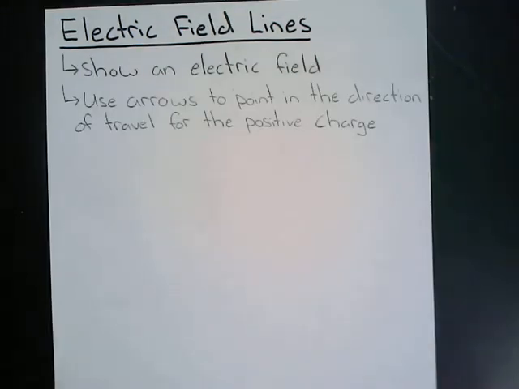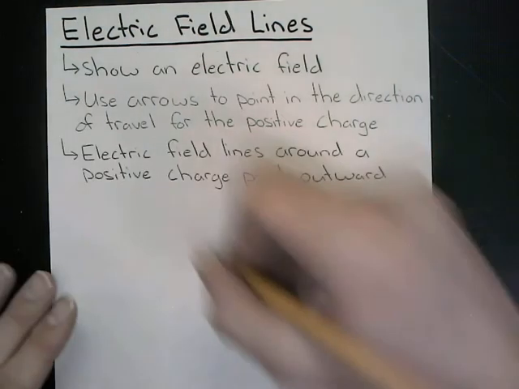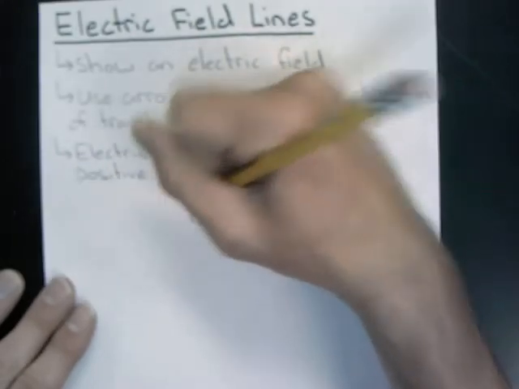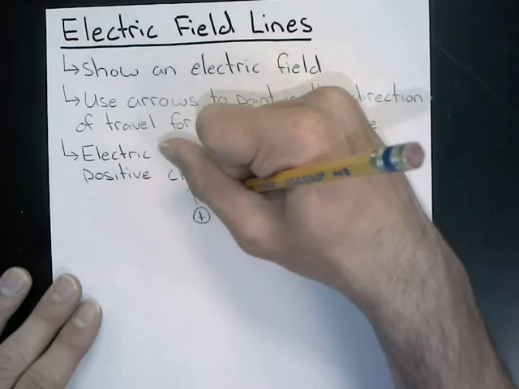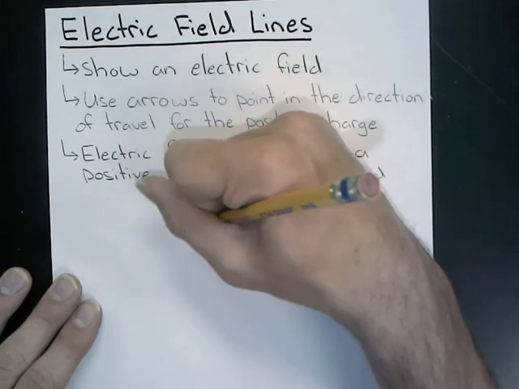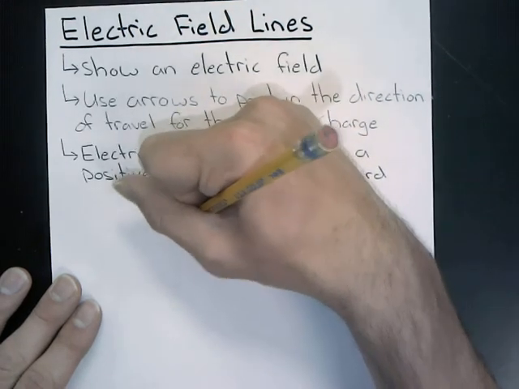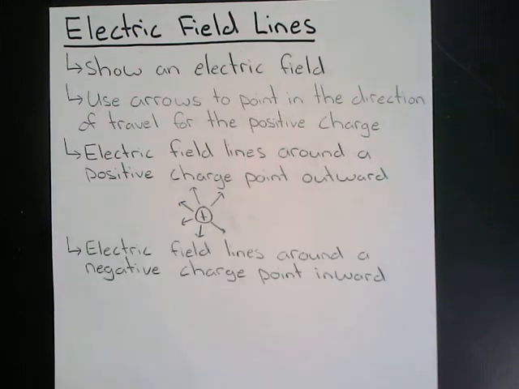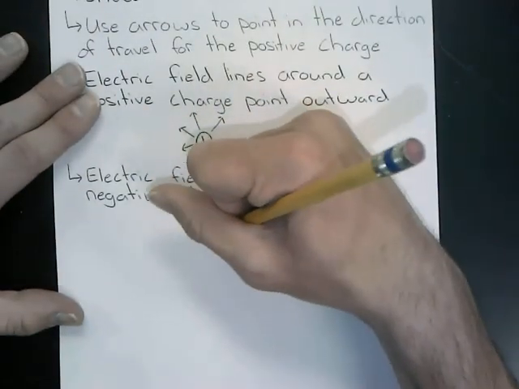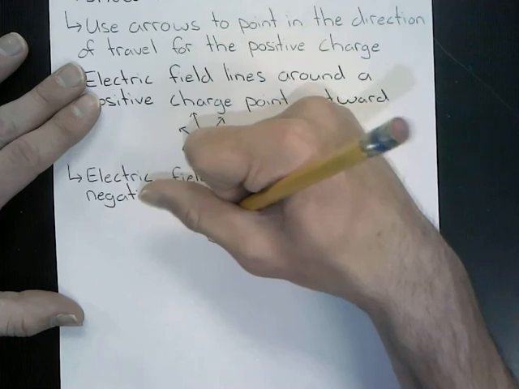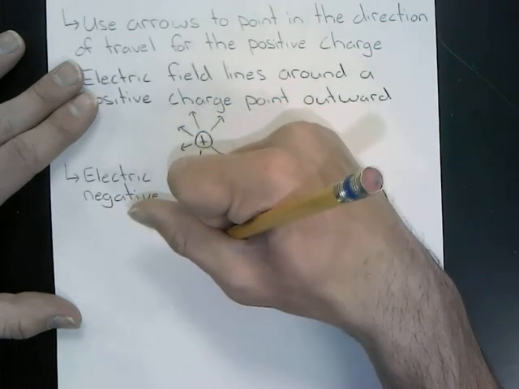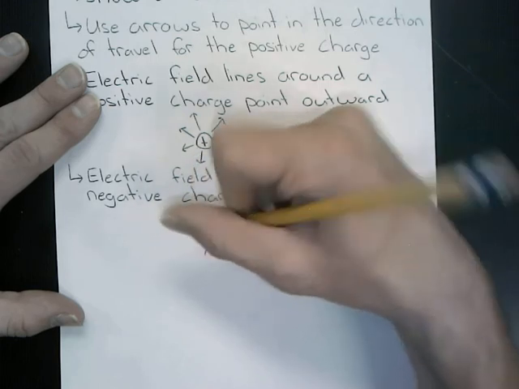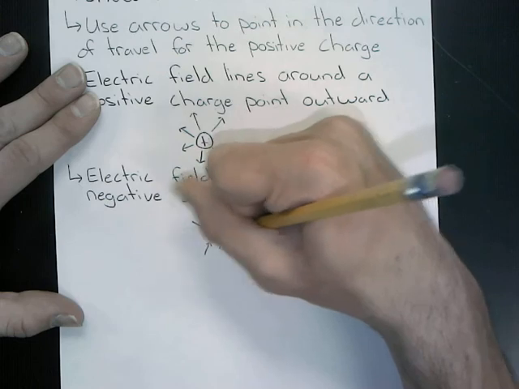To help represent this, electric field lines around a positive charge are going to point outward. So if we had a positive charge here, the electric field lines would point outward, because these electric field lines are showing the travel of the positive charge. Just on the reverse side, the electric field lines around a negative charge are going to point inward. So if we were to draw that picture, we would have the negative charge and the field lines, because they're representing the positive charge, would be pointing towards this particular object.